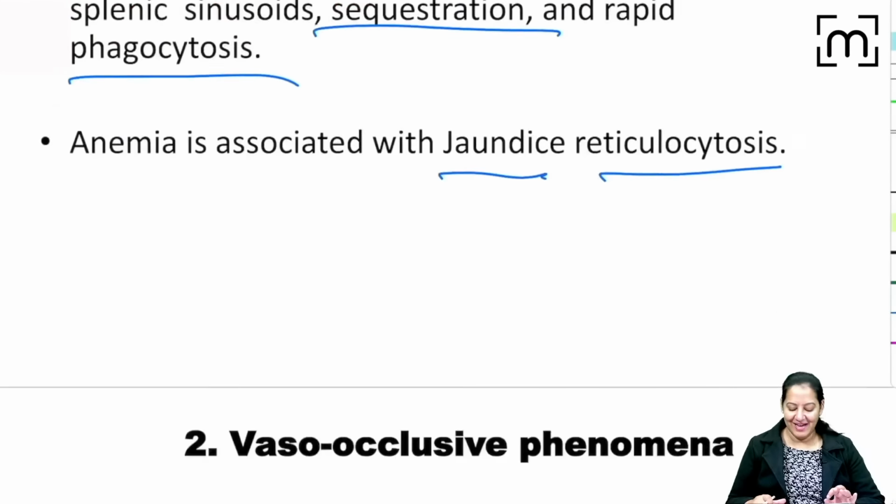Now the next point is that there is protection against falciparum malaria. There is a special property: all persons with sickle cell anemia are protected against malaria. So there is one advantage of having sickle cell anemia. Why are these persons protected against falciparum malaria?